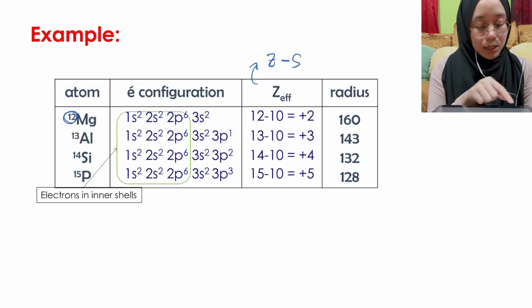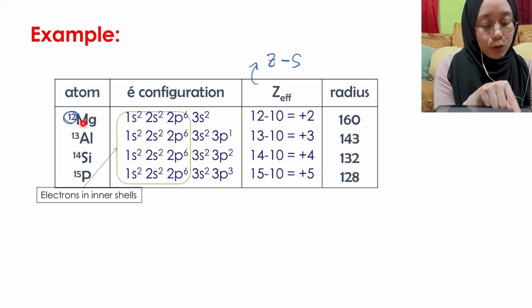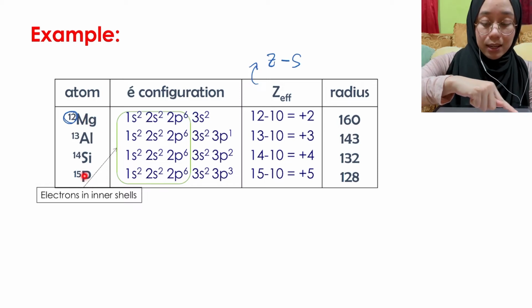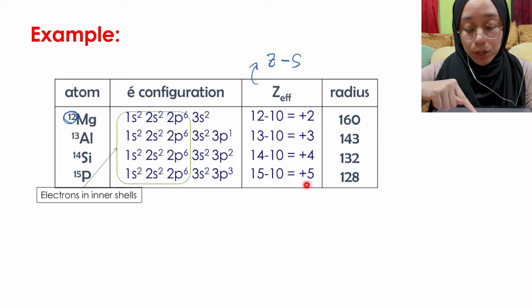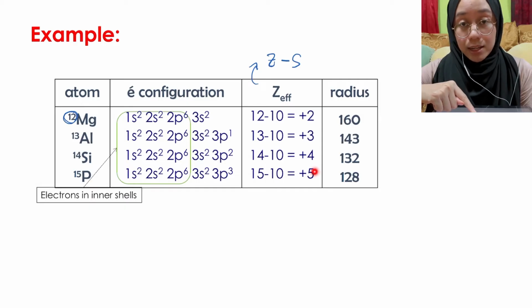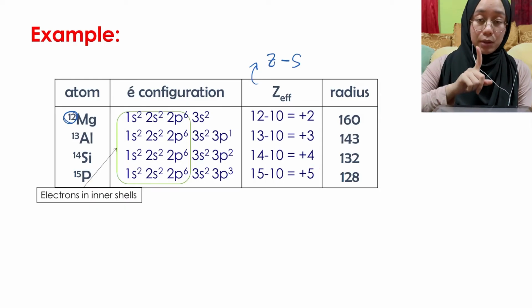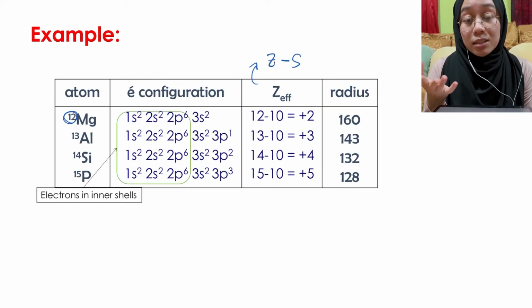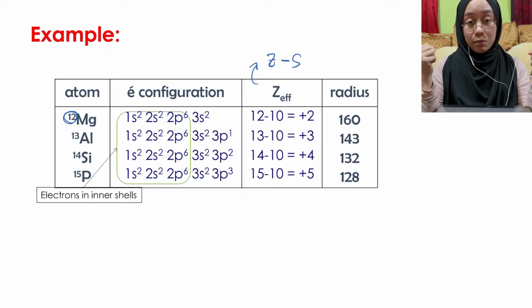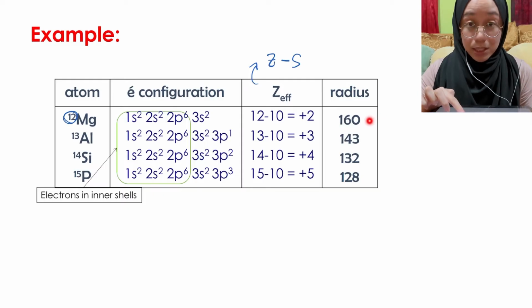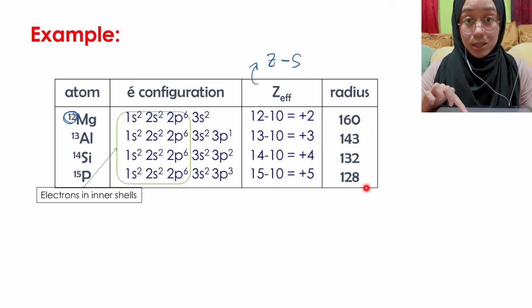So as you can see, class, the statement was correct: going down here, the proton number increases. So the same goes to the ZEF. If you look at the ZEF, it also increases. Going down we can see that the ZEF increases. So it's true that when proton number increases, ZEF will also increase. And then what happens next? Attraction forces between nucleus and valence electron will also become stronger. Therefore what happened to the size? As you can see here class, the size becomes smaller.